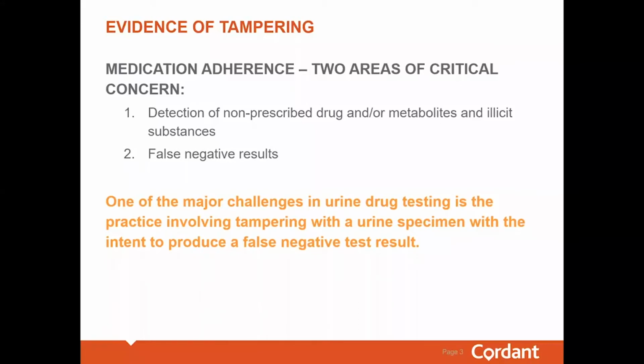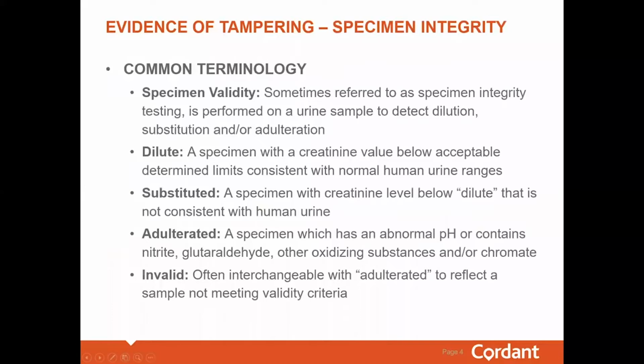In medication adherence and abstinence-based testing, there are two areas of critical concern. This is the detection of non-prescribed drugs and illicits and the potential of false negative results. Let's start by going over some common terms we will use today.